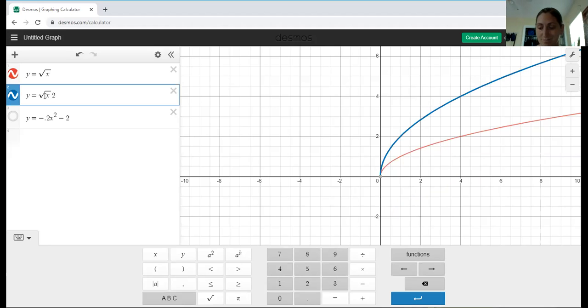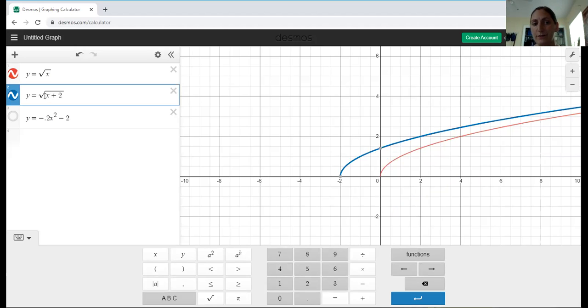Now, what happens when we're underneath the radical? This is where it gets a little bit weirder. I'm going to go ahead and do -2. So it didn't shift up or down. It did, however, shift to the right. And if I do +2, it shifts to the left.